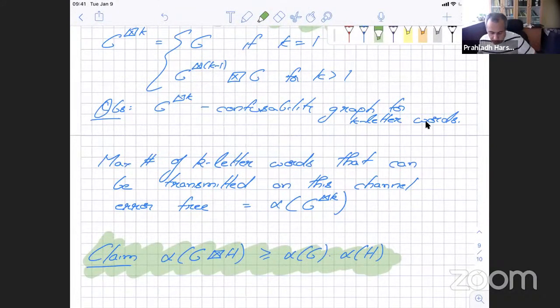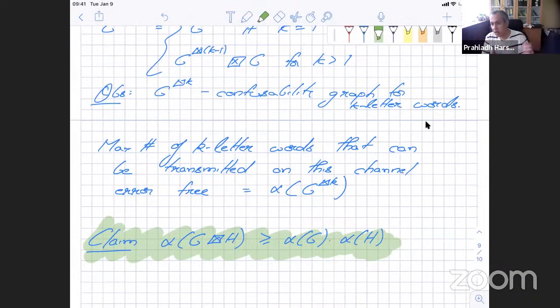And in principle, this can become larger and larger. That's why alpha of G strong product 2 was 5, whereas alpha G times alpha G was only 2 times 2, which is 4. Therefore, if you send 2 letter words, you could actually send 5 words, not 4 words. You could do a little better.